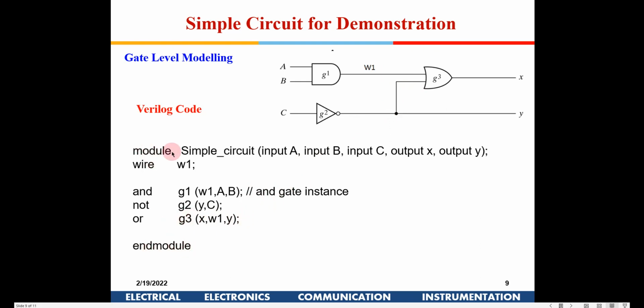So it starts with a module and ends with an end module. This is the name of the module. You describe the inputs and outputs and then the wires. And then if you see here, this is to be used to stop and go to the next line. So this needs to be there everywhere. So this is how I write a sample program to implement this circuit. I'll show the demo for this.